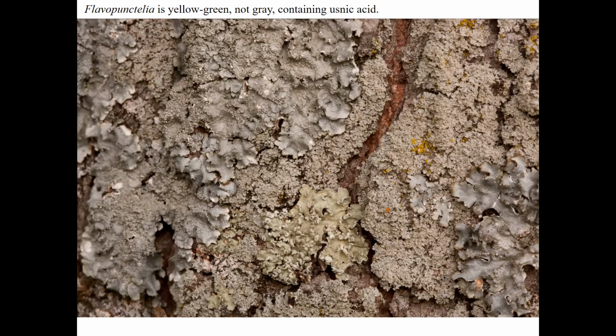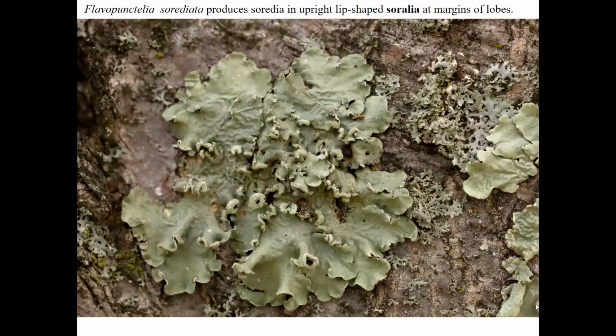So this lichen right here has this yellow green color that stands out. That helps you recognize it. It happens to be called Flavopunctelia. A lot of the genus names with flavo in it, that means yellow, I think, are due to usnic acid, and have that peculiar color. So here's a close-up of that, Flavopunctelia. And by the way, it produces soredia, powdery asexual structures, and these lip-shaped aggregates that are called cilia. So that color, that aggregation of the soredia, is the steps in the identification of this particular lichen.